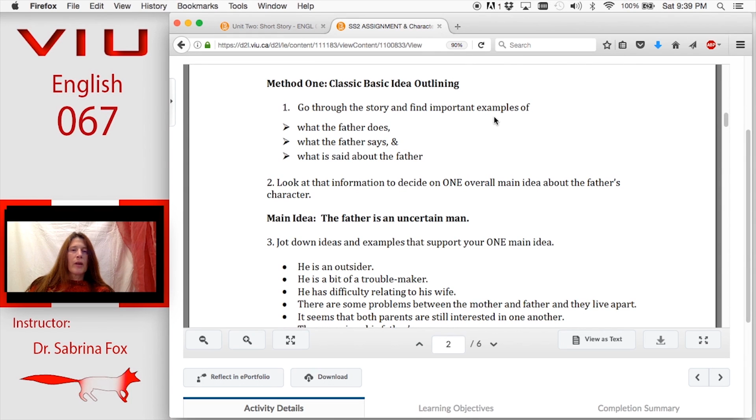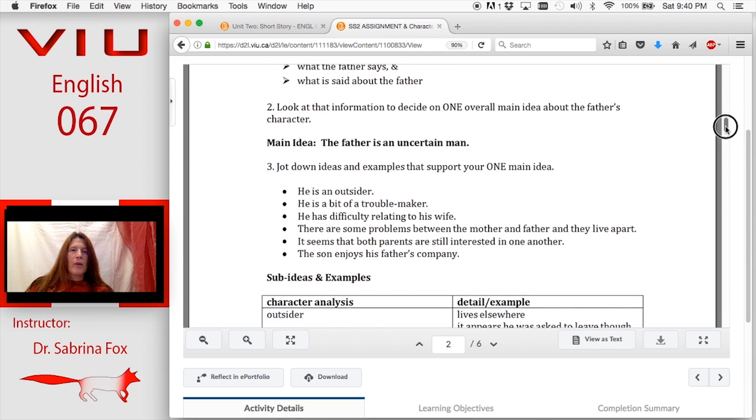Go through the story, look at the examples of what the father does and says and what others say about him. This is how character is revealed, even in real life. How do we find out about other people? By what they say, by what others say about them, by what they do. Those are the key factors with characters in a story as well.